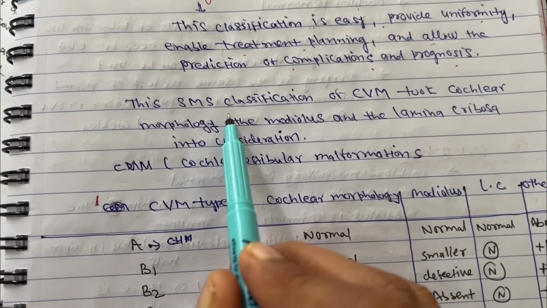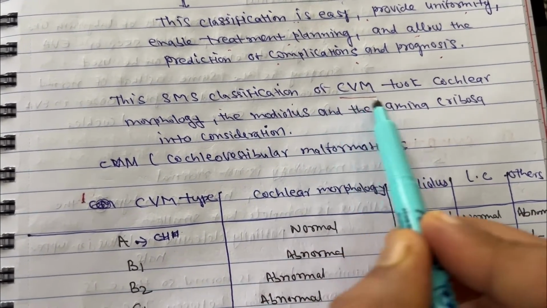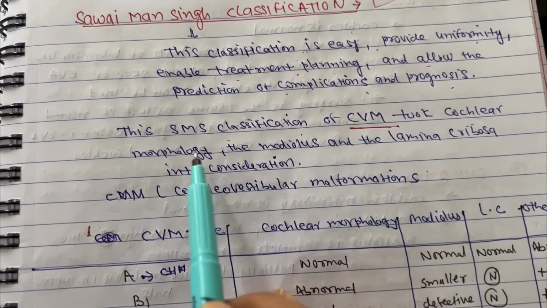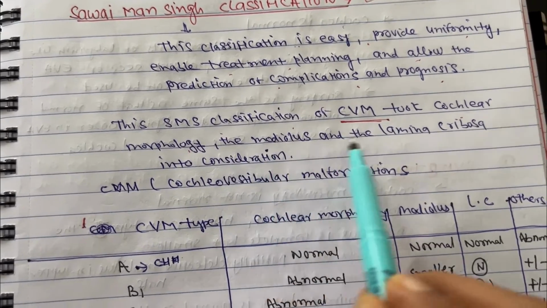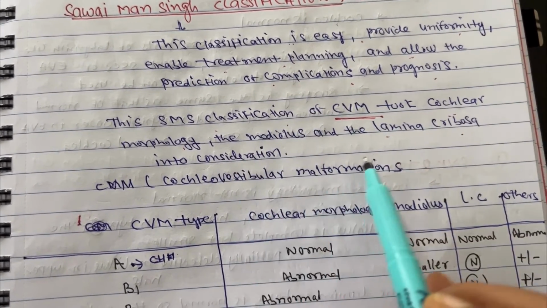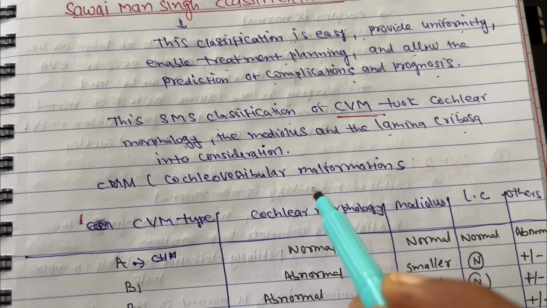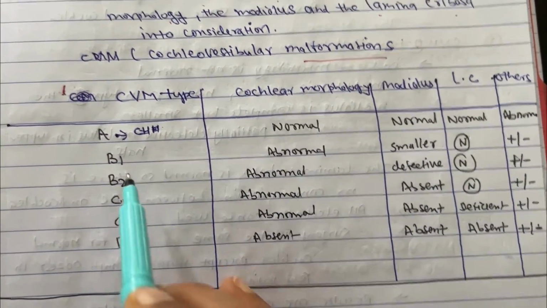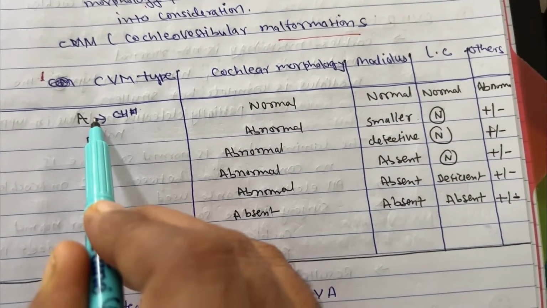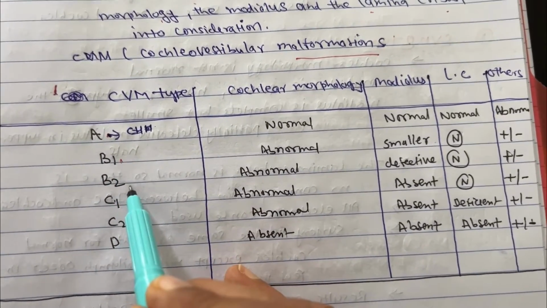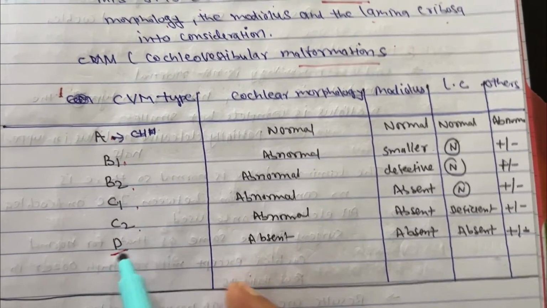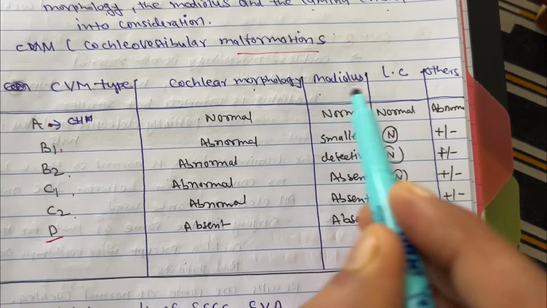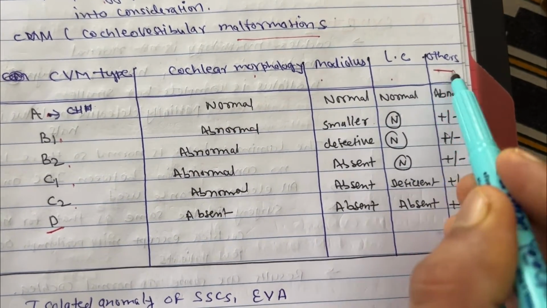So this SMS classification of cochleovestibular malformation took cochlear morphology, the modiolus and lamina cribrosa into consideration to divide the cochleovestibular malformation into 6 types. First is A, B1, B2, C1, C2 and D. So it is 6 types according to cochlear morphology, modiolus, lamina cribrosa and associated anomalies.